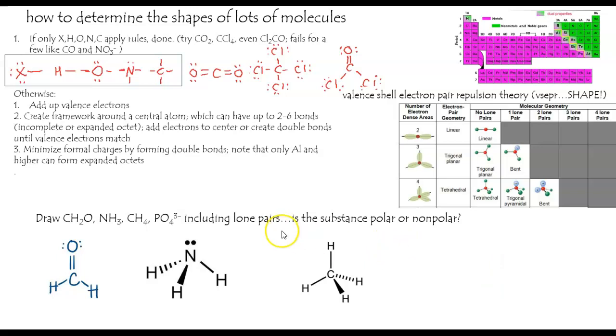Now, this one is the most challenging one, so I'll do it briefly. If you struggle with this one, it's okay because it's the most complex. We've got one phosphorus, four oxygens, and three extra electrons.